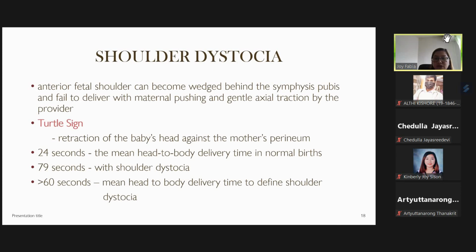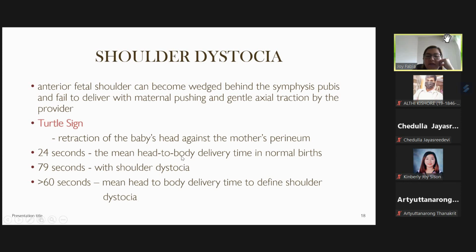Now, let's go to the shoulder dystocia. The anterior fetal shoulder can become wedged behind the symphysis pubis and fail to deliver with maternal pushing and gentle axial traction by the provider. The retraction of the baby's head against the mother's perineum is one of the signs that we have a shoulder dystocia. That is what we call the turtle sign. Nakakita na kayo ng turtle, di ba? Yung head ng baby is nagre-retract kahit na anong hila mo sa head niya. Yan yung what we call the turtle sign.